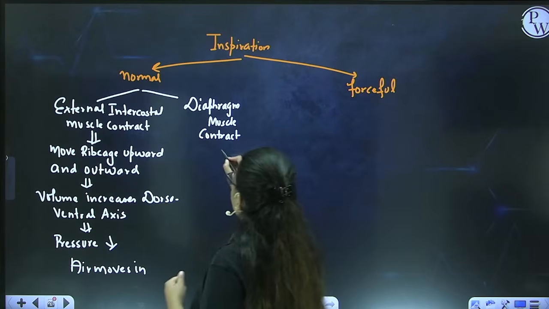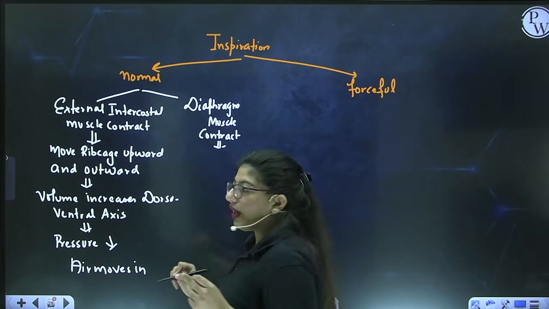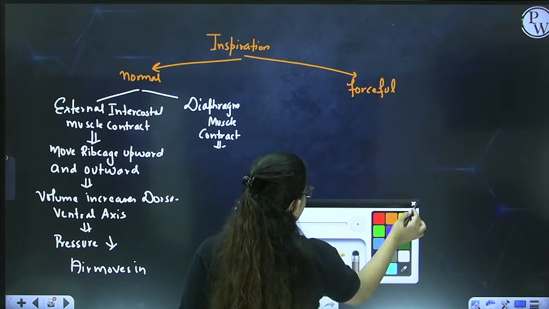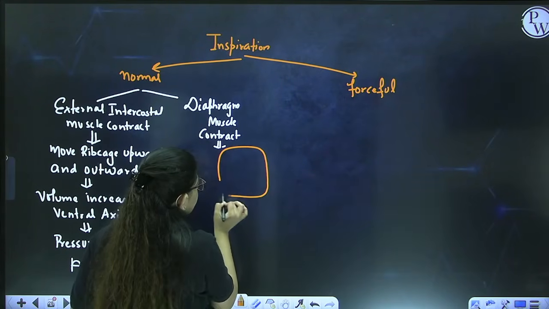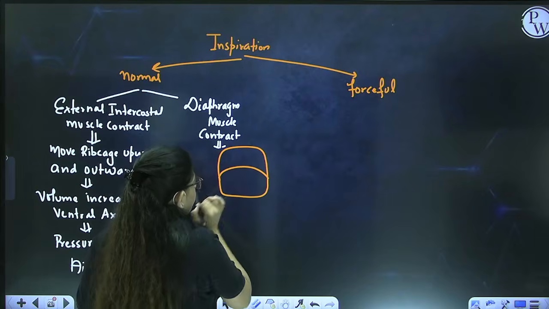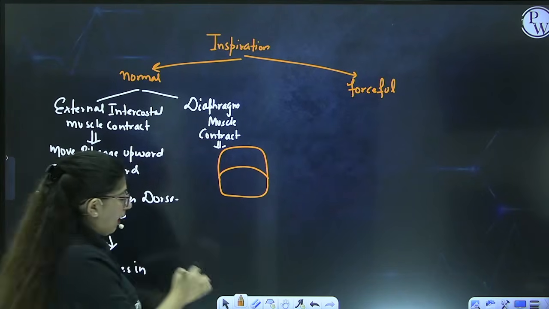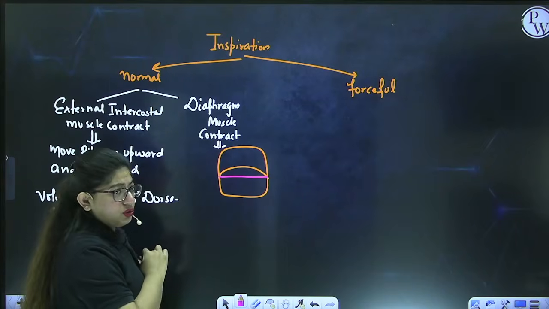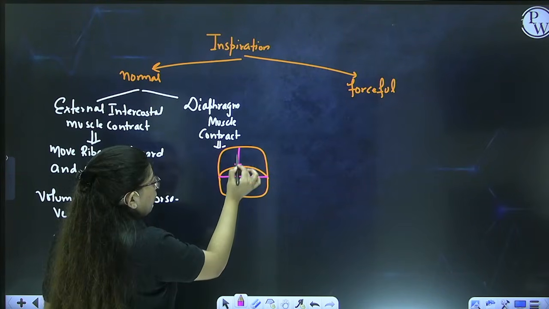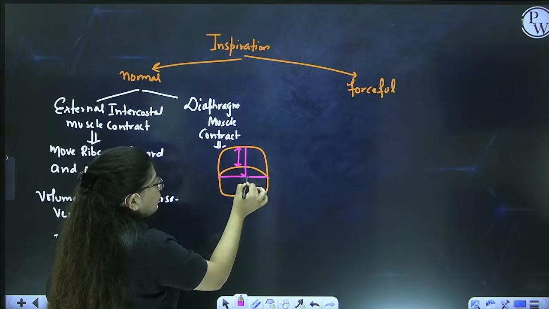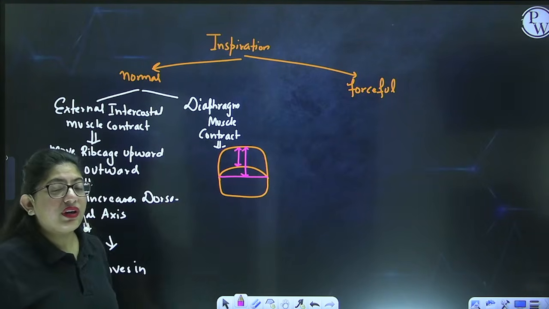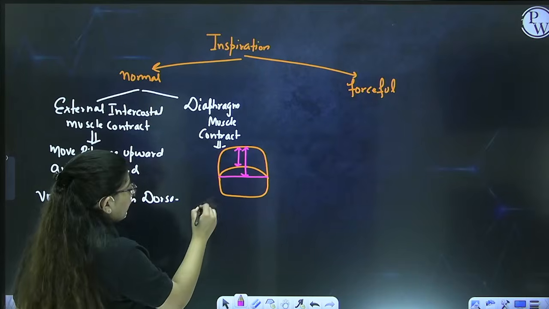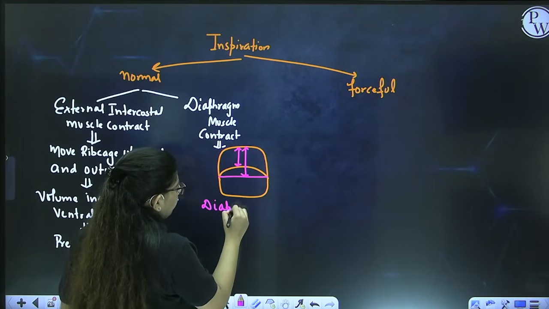Fine. And during contraction of the diaphragm, what will happen here? For example, if this is your thoracic cavity, okay, this is the thoracic cavity, this is a diaphragm. So when it contracts, what will happen? It will be pulled downward like this. So now you can see here the volume of the thoracic cavity and here the volume of the thoracic cavity. What do you think? Where is the more volume? When the diaphragm contracts, the diaphragm flattens.